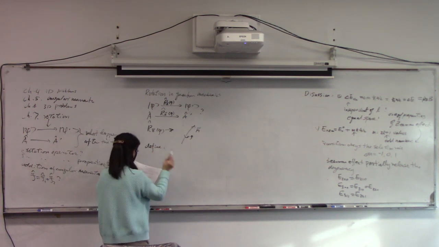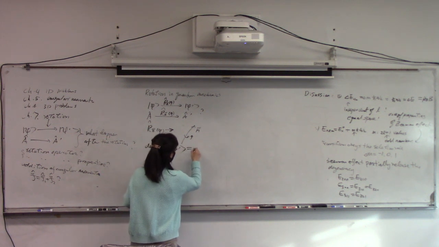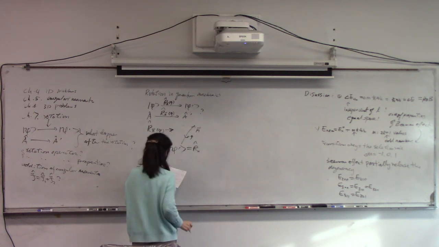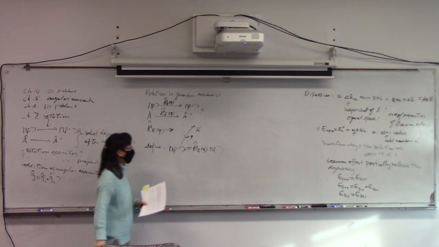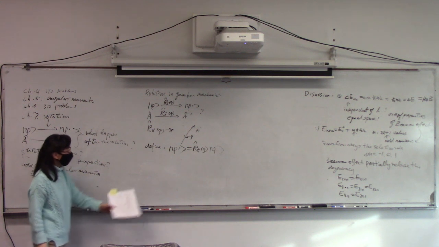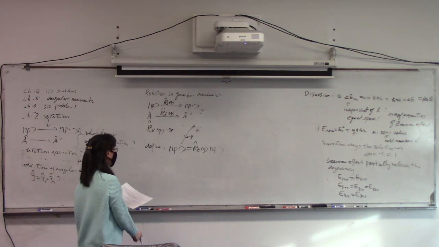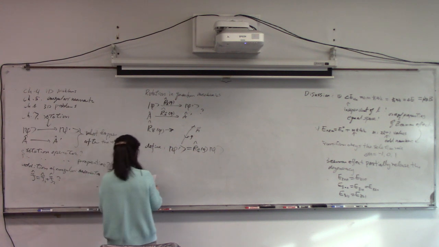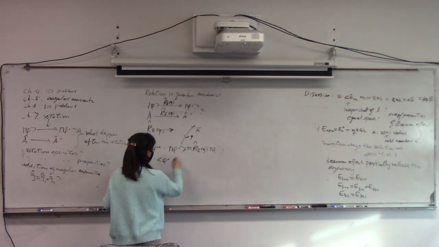The operator is defined such that we have the new state psi prime ket after rotation. That is, the rotation operator acting on the initial state. That is the definition. Now if we define this as the operator, let's see the behavior of this operator first.